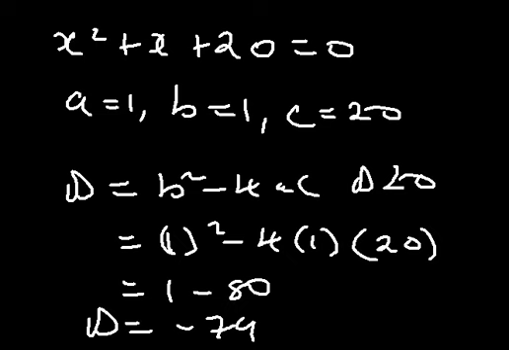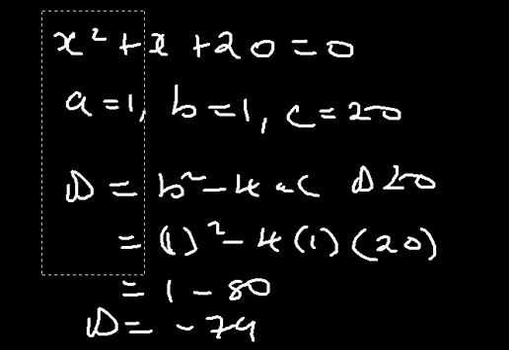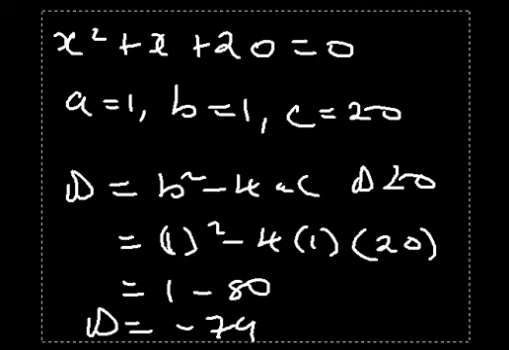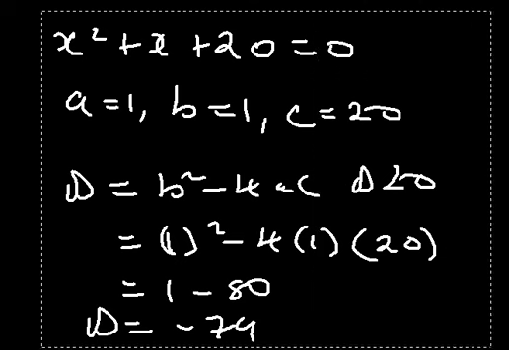So that's how you have to understand the discriminant and how important it is in determining the nature of the roots the quadratic equation has. And how about if we have this case?